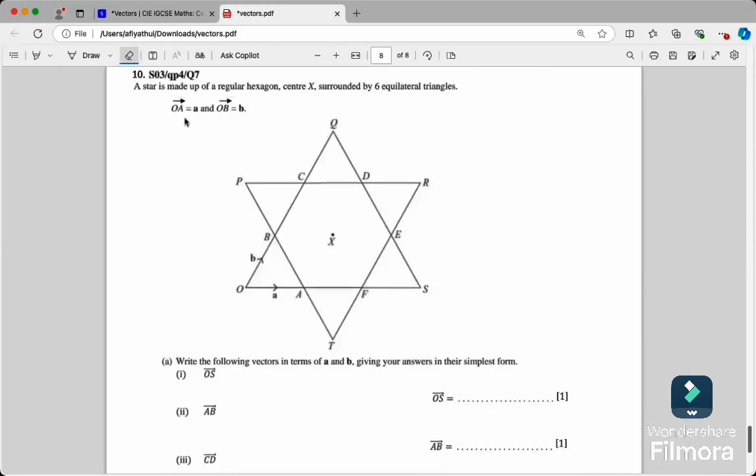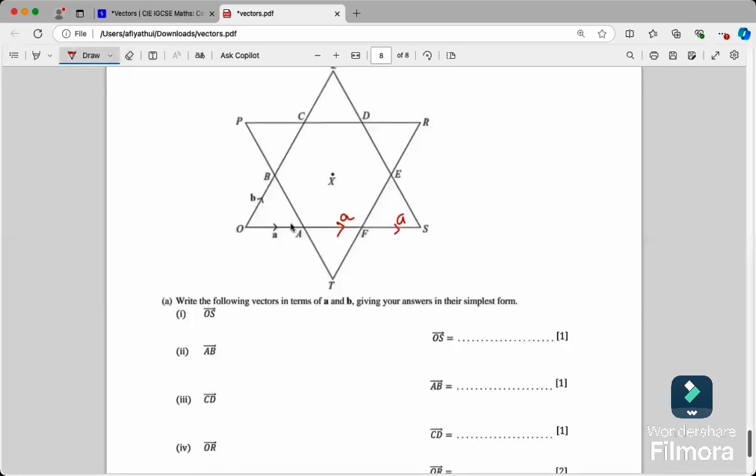Then a star is made up of a regular hexagon with the center X surrounded by 6 equilateral triangles. Write the following vectors in terms of a and b and give your answers in their simplest form. OS: O to S, it will be O to A is a. This is also a and this is also a. So it is going to be 3 times a, a plus a plus a, which is 3a. So you can easily write it as 3a.